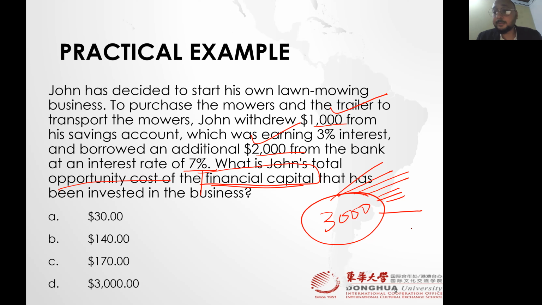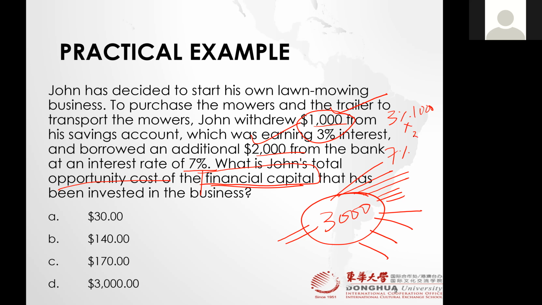How much did it cost him to invest 3,000? How much total in cost? Implicit plus explicit. Implicit is the foregone opportunity. Having taken the money out of the bank, he would have been earning 3% interest, so he loses 3% interest. Now he's paying 7%. Right? 3% on 1,000, how much? It's C, 30. And 2,000 at 7%, how much? 140. What is the total opportunity cost?